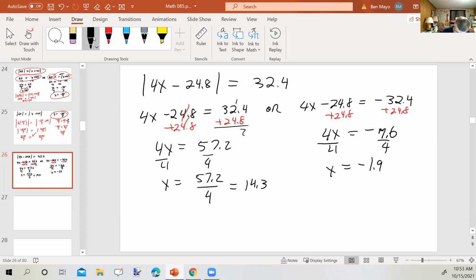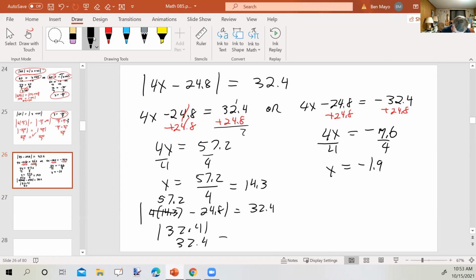If x is 14.3, we get the absolute value of 4 times 14.3 minus 24.8 equals 32.4. Well, let's see here. 4 times 14.3 is 57.2 minus 24.8 is 32.4, and the absolute value of 32.4 is 32.4. So that one's correct. Okay.